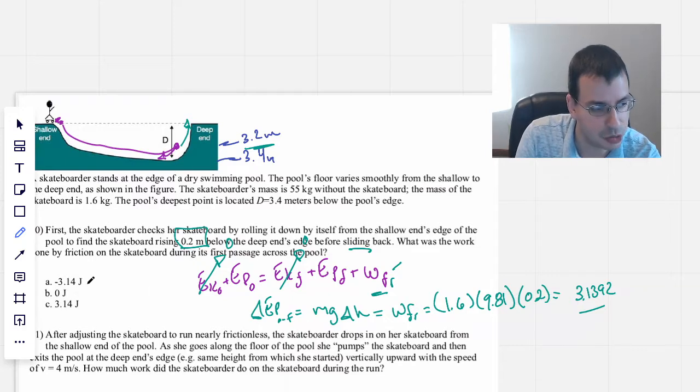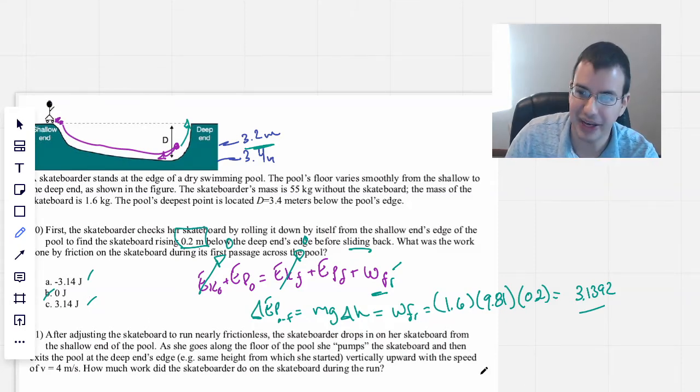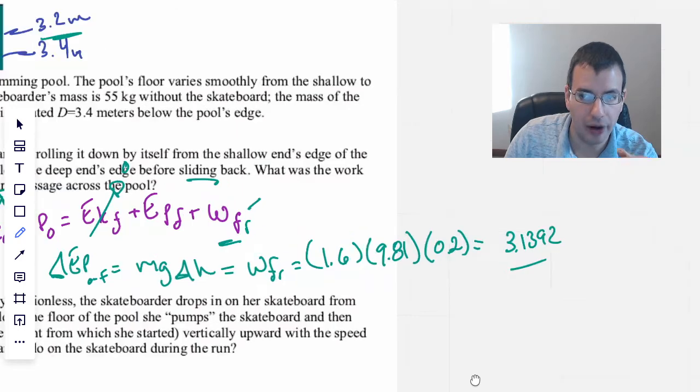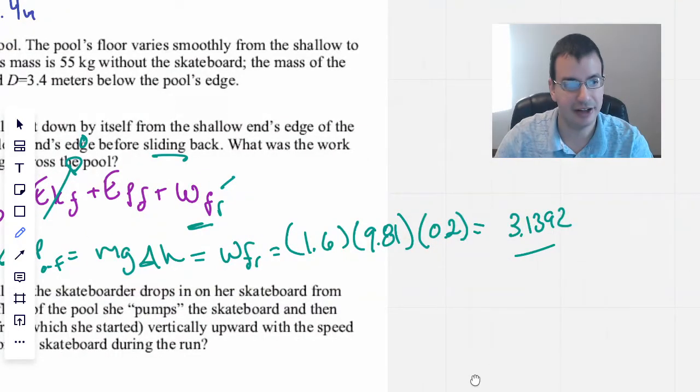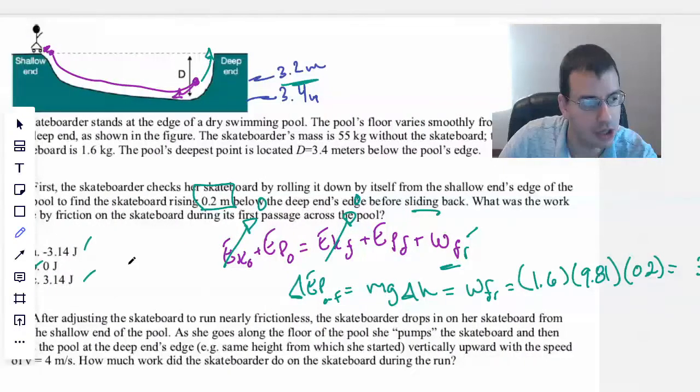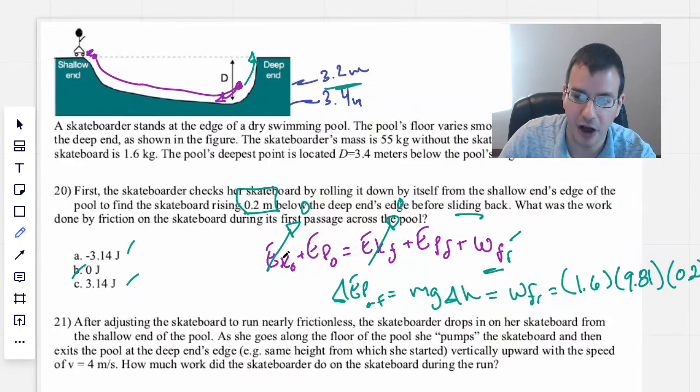So if we look at our answers, we have basically 0, which we know is going to be wrong, and we have a positive number and a negative number. So now we're going to worry about what happened. Is this a positive or negative work? What was the work done by friction on the skateboard?